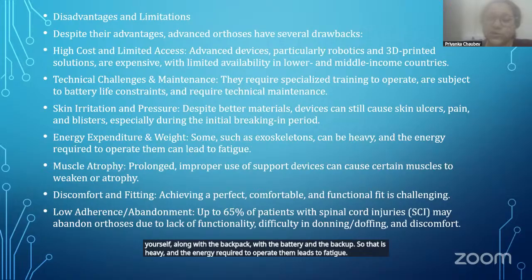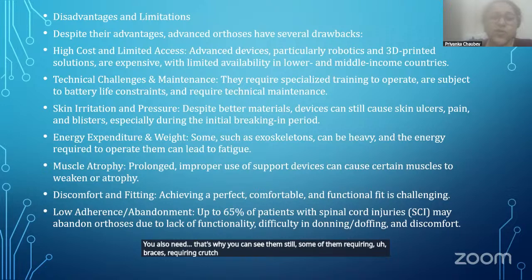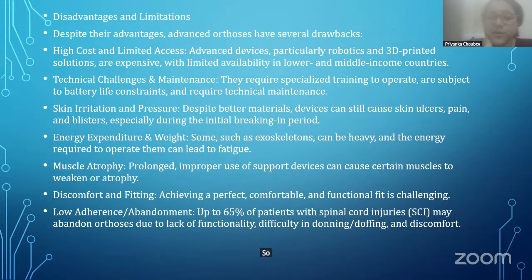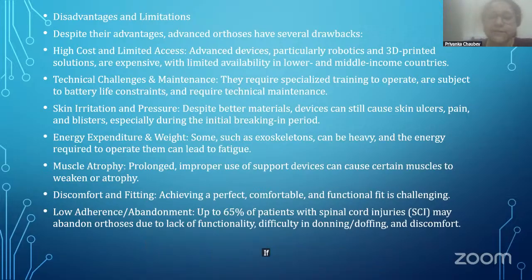You also need, that's why you can see that some of them still require braces or crutches. And there is muscular atrophy. Prolonged improper use of support devices can cause certain muscles to weaken or atrophy. They can also cause discomfort and fitting issues because achieving a perfect, comfortable, functional fit is challenging. Unless you have a perfect fit, once it's made, it's not very easy to change and recustomize, whether it's 3D printing, especially 3D printing. So the entire thing will go to waste if it is uncomfortable, and it will have a high rejection rate.